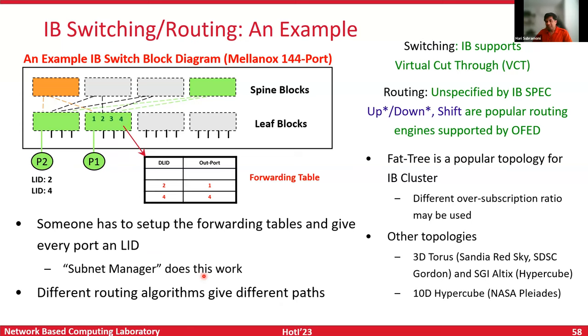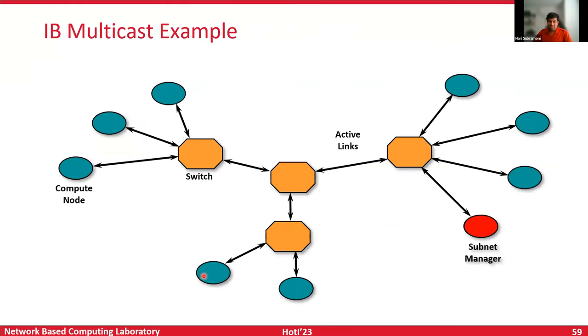Now let's take a look at the basic example of a multicast and how it happens. Depending on the size of your fabric, your subnet manager, which is the entity responsible for managing your network, may reside on an end compute node or a switch. In general, for very large networks, let's say a network of thousands of nodes, we have seen that the subnet manager is hosted on an end compute node because of the large computing capabilities required to create deadlock-free routing, okay? So let's assume that the subnet manager is on a compute node.